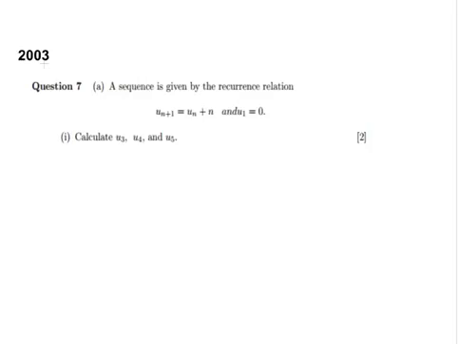In this presentation we're going to look at recurrence relations and then later on a proof by induction. So here we have u of n plus 1 is equal to u of n plus n, and the initial condition is u1 is equal to 0. Now it asks us to calculate u3, u4 and u5.